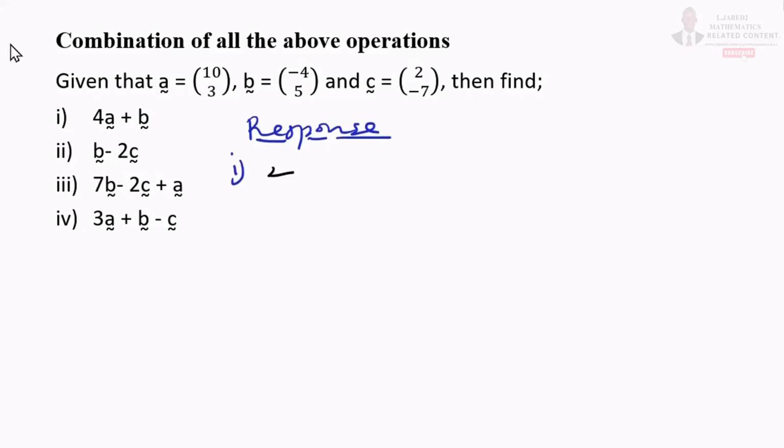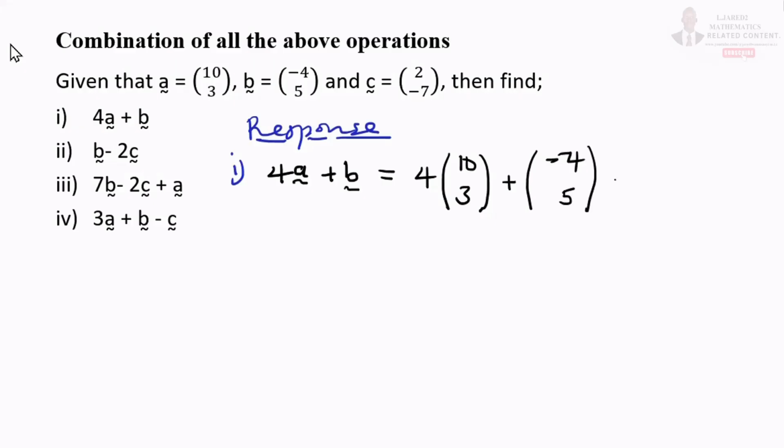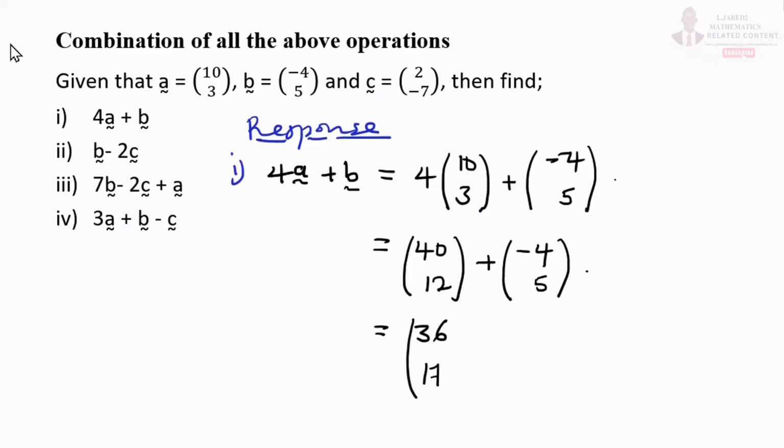Roman number 1. We are given 4 multiplied by vector A plus vector B. So this is the same as having 4 multiplied by vector A, which is (10, 3), plus vector B, which is (-4, 5). Let's now simplify this. So 4 times 10, we are getting 40. 4 times 3, we are getting 12, plus (-4, 5). As we simplify further, 40 plus negative 4 is 36, then 17. Therefore, 4 multiplied by vector A added to vector B is (36, 17). This becomes our correct answer.